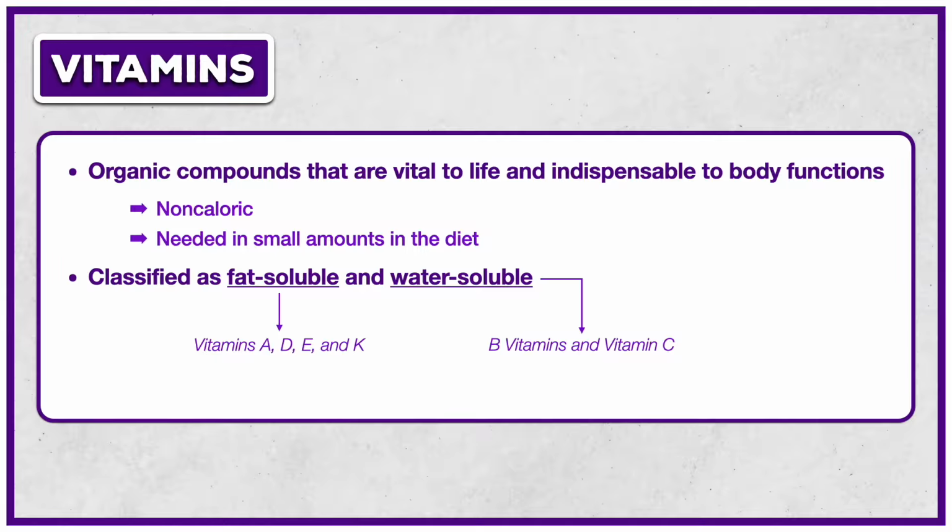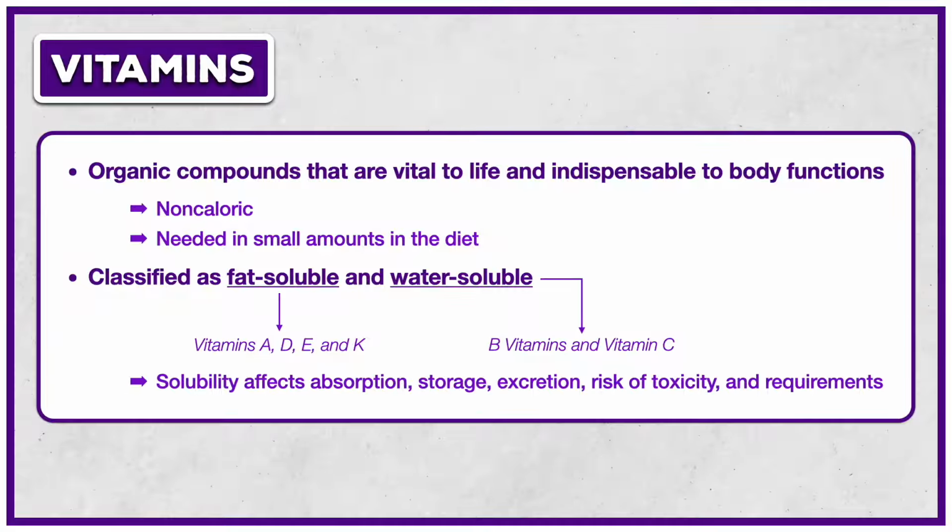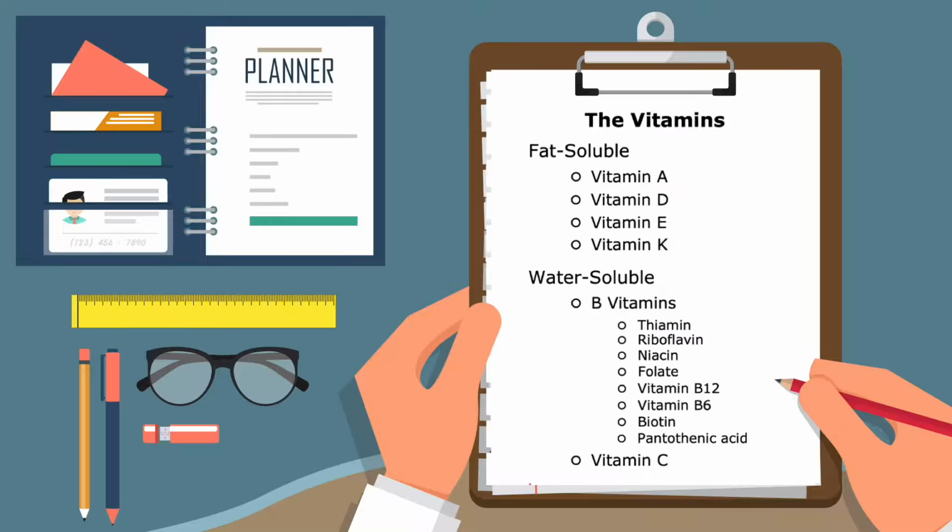Vitamins are classified as fat-soluble and water-soluble. The fat-soluble vitamins include vitamins A, D, E, and K, and the water-soluble vitamins include 8 different B vitamins and vitamin C. The solubility affects absorption, storage, excretion, risk of toxicity, and requirements. Here you can see the different vitamins classified as fat-soluble and water-soluble. The B vitamins include thiamin, riboflavin, niacin, folate, vitamin B12, vitamin B6, biotin, and pantothenic acid.